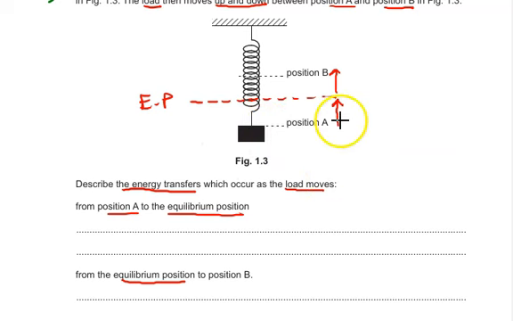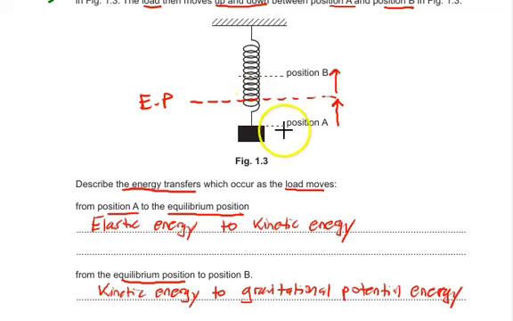Okay, the first one here is due to the elastic energy of the spring. So from position A to equilibrium, it is the elastic energy of the spring. It is moving, so once it starts to move, you will have the kinetic energy there. Alright, so this is for A to equilibrium. So first part is done.